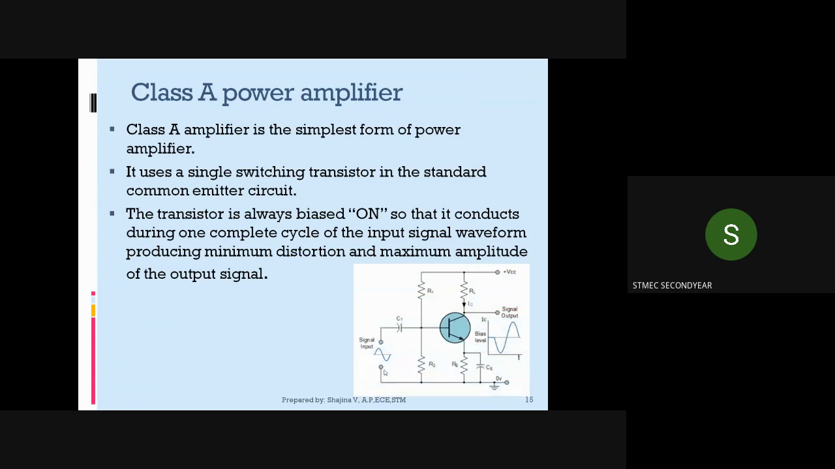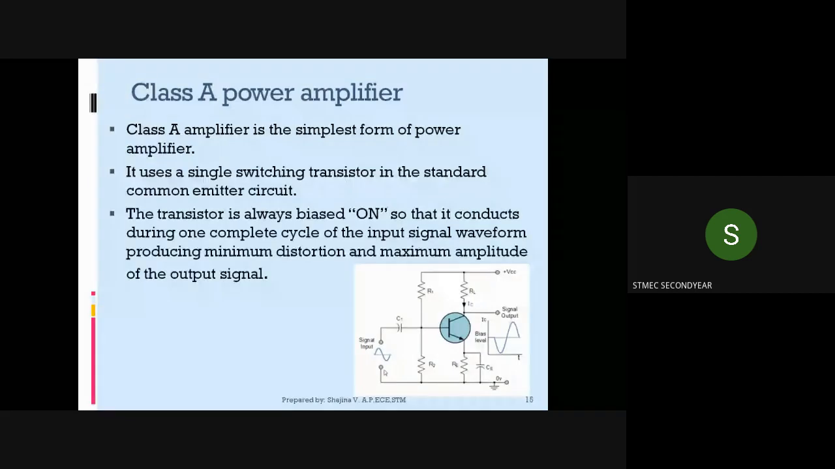This is the simplest configuration. Here we are using the common emitter amplifier with voltage divider biasing and a bypass capacitor. The same arrangement is used here. We have R1 and R2, the biasing resistors, used to fix the Q point. Fixing the Q point means we have to fix our Q point at the middle of the load line. For that purpose we are using R1 and R2, so by adjusting the values of R1 and R2, you can fix the Q point.